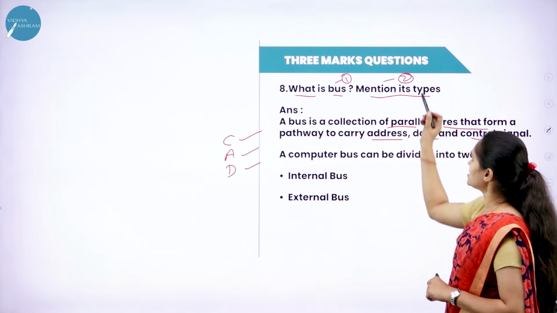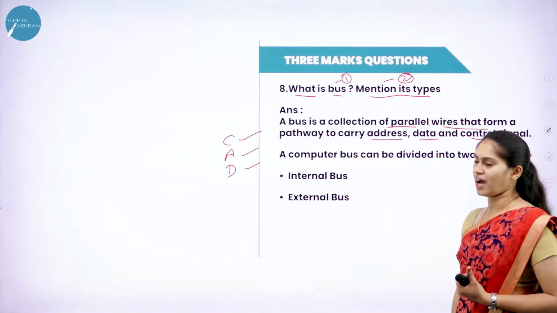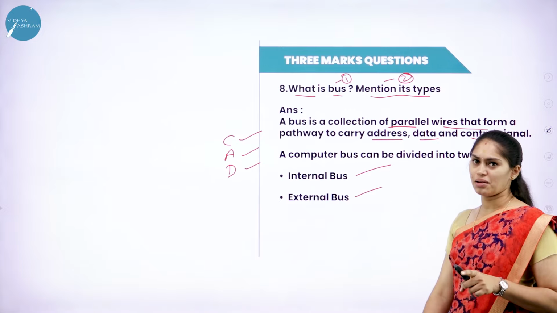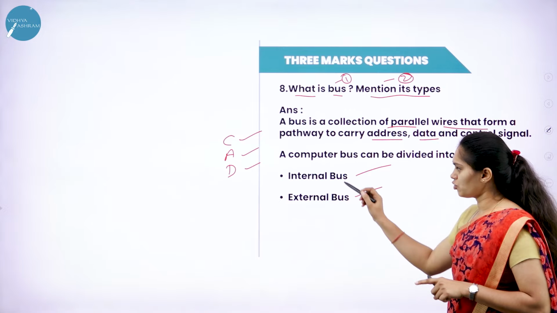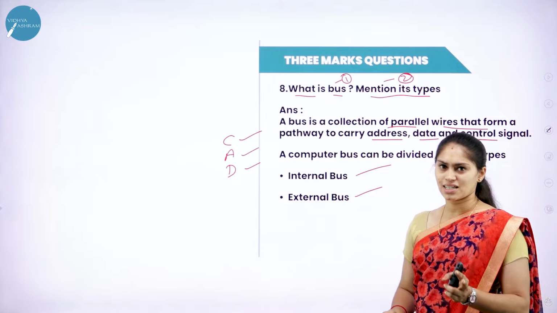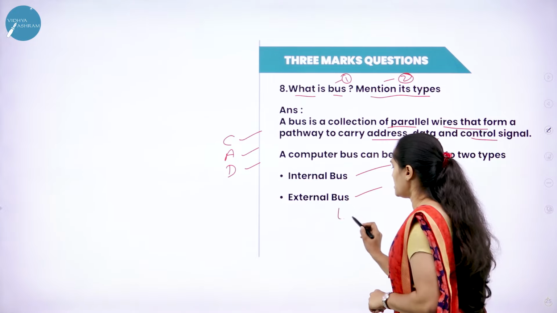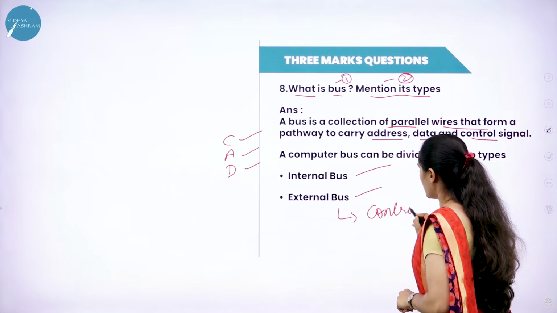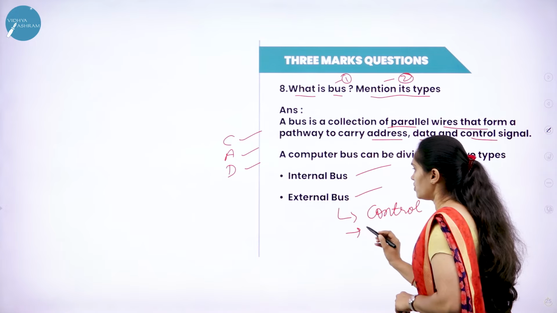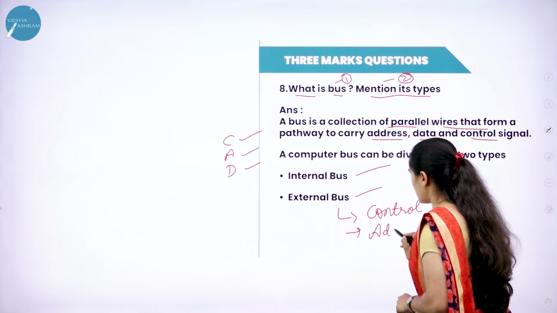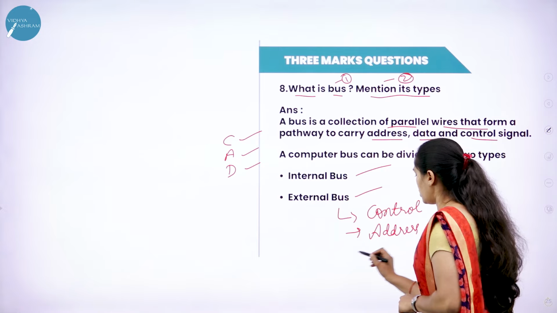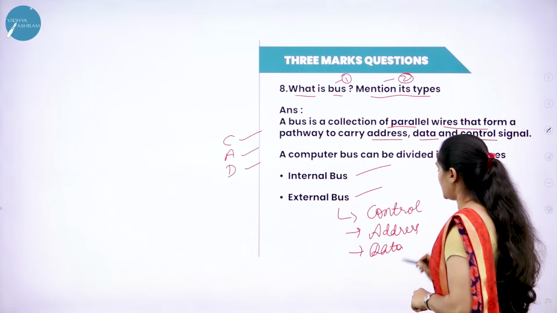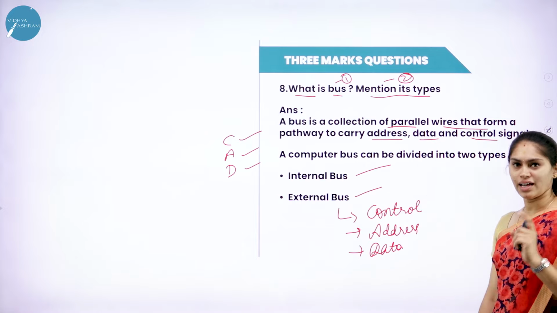Okay. Then what are the types of bus we have? We have 2 kinds of bus. One is internal bus and the other is external bus. Don't get confused. We have 2 types: internal bus and external bus. Under the external bus, we have the CAD. That is, we have the control bus, we have the address bus, and also we have this data bus. These are the 3 types which come under external bus.